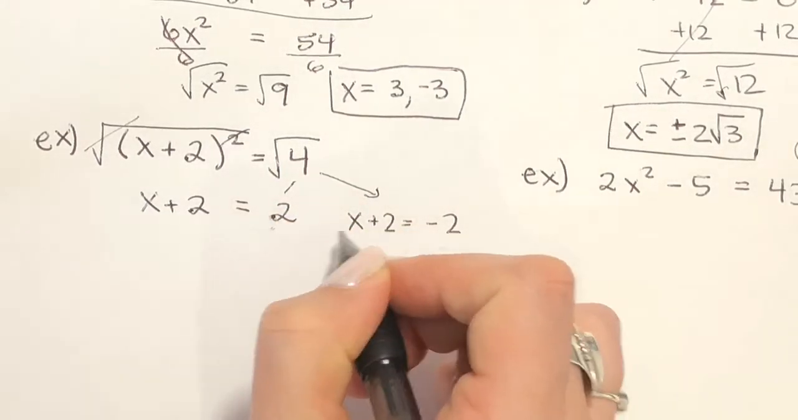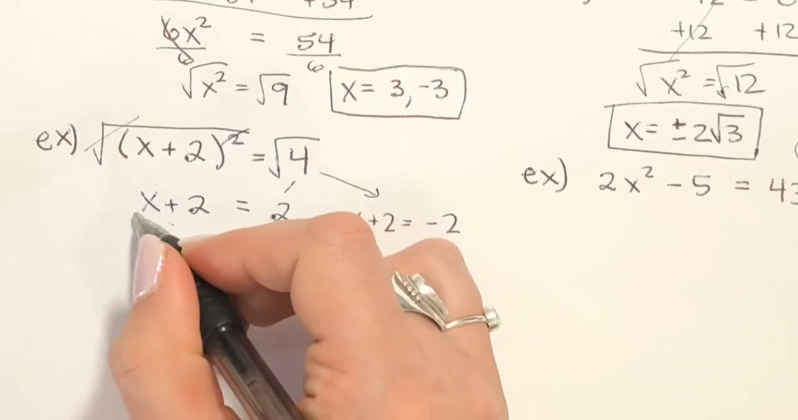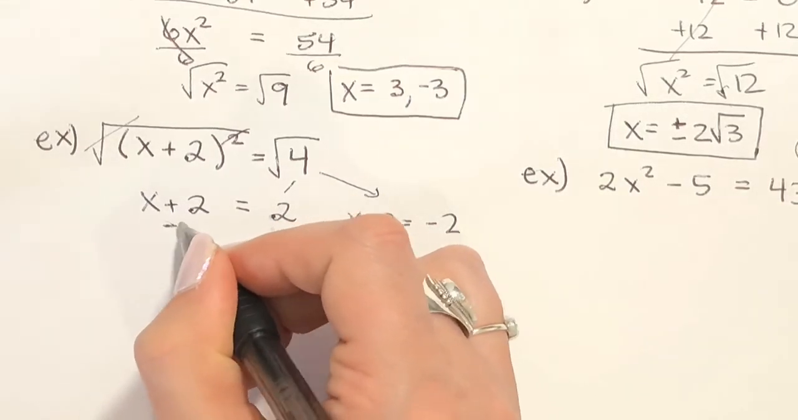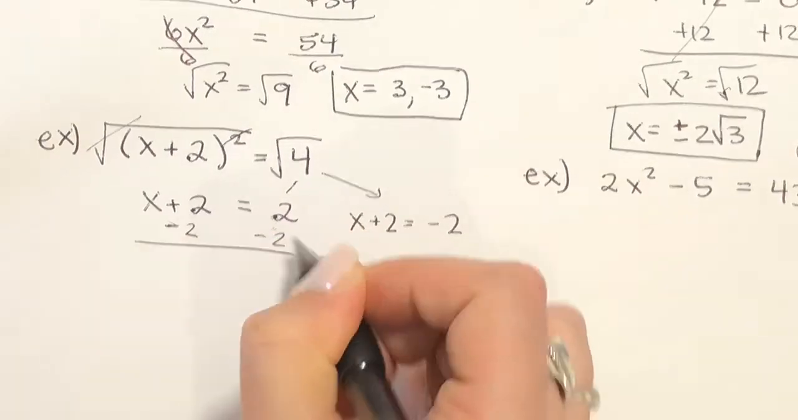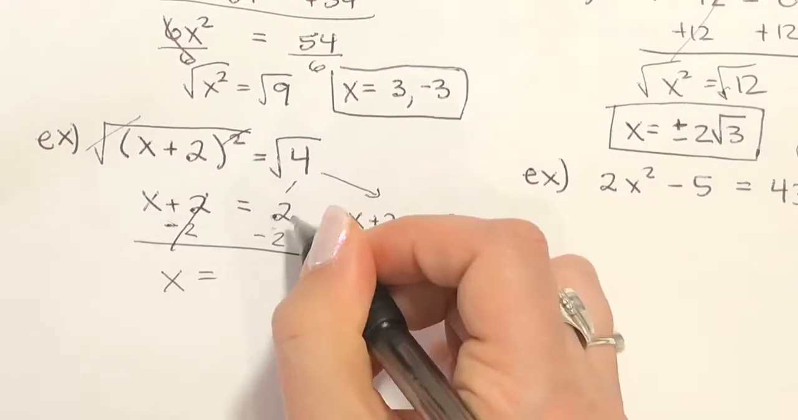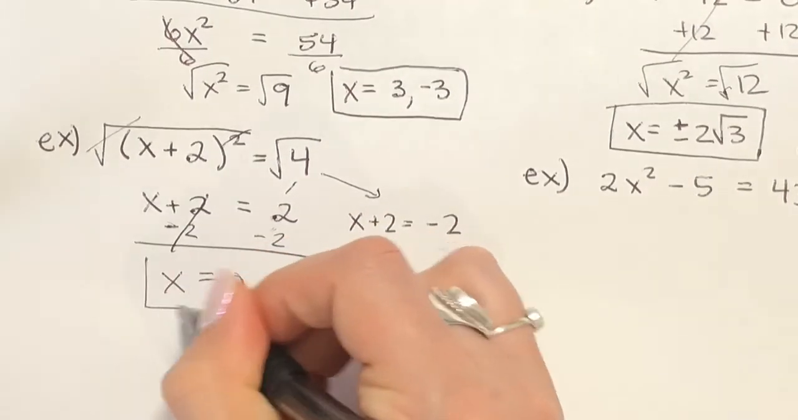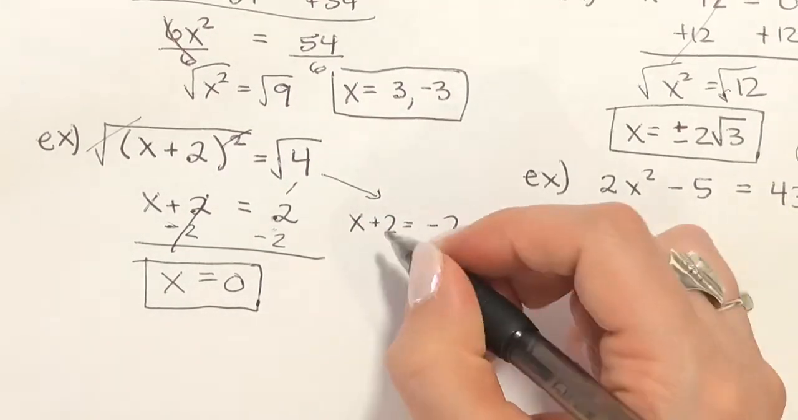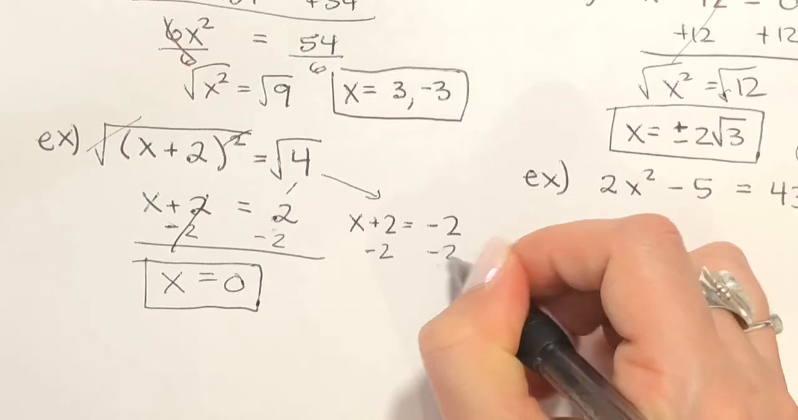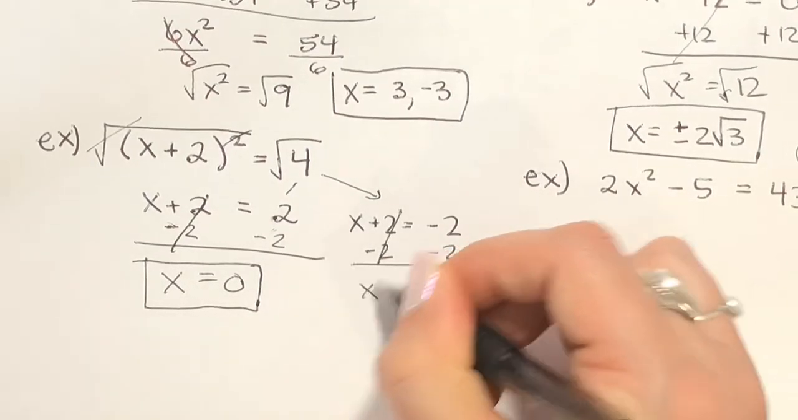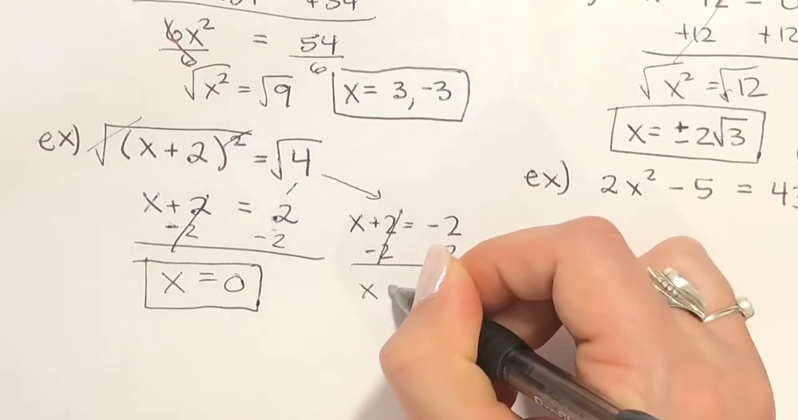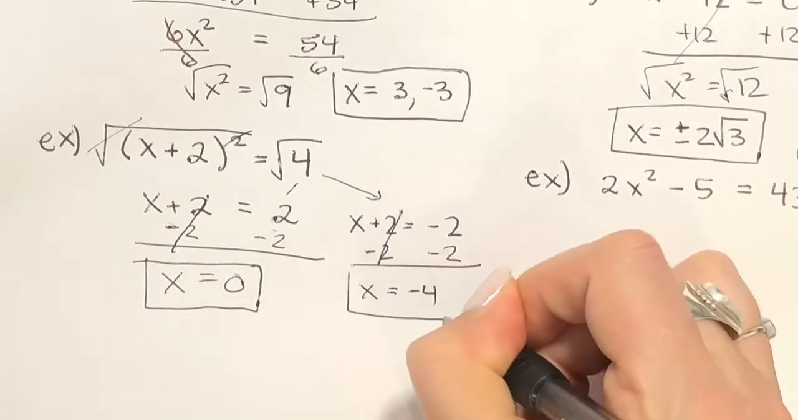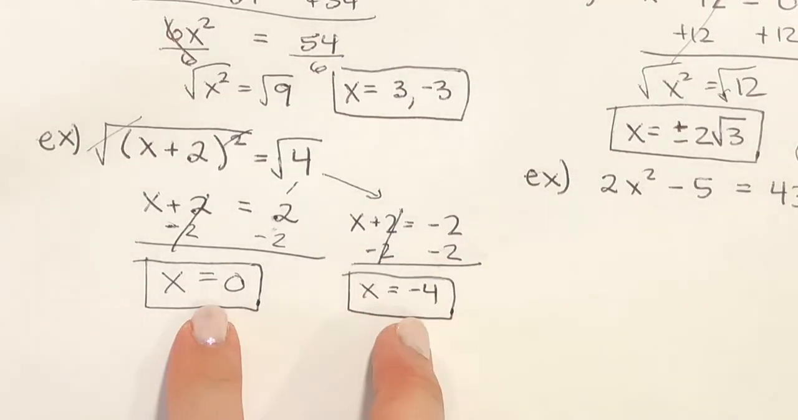So once we do that though, we just solve normally. So like on this one, I would, to solve for x, get rid of the plus 2 by subtracting 2. That cancels, and then 2 minus 2 is 0. So the answer for that one is 0. But then I need to also do it over here again, so minus 2 a second time. And then negative 2 subtract 2 is negative 4. So we have two answers on this one, 0 and negative 4.